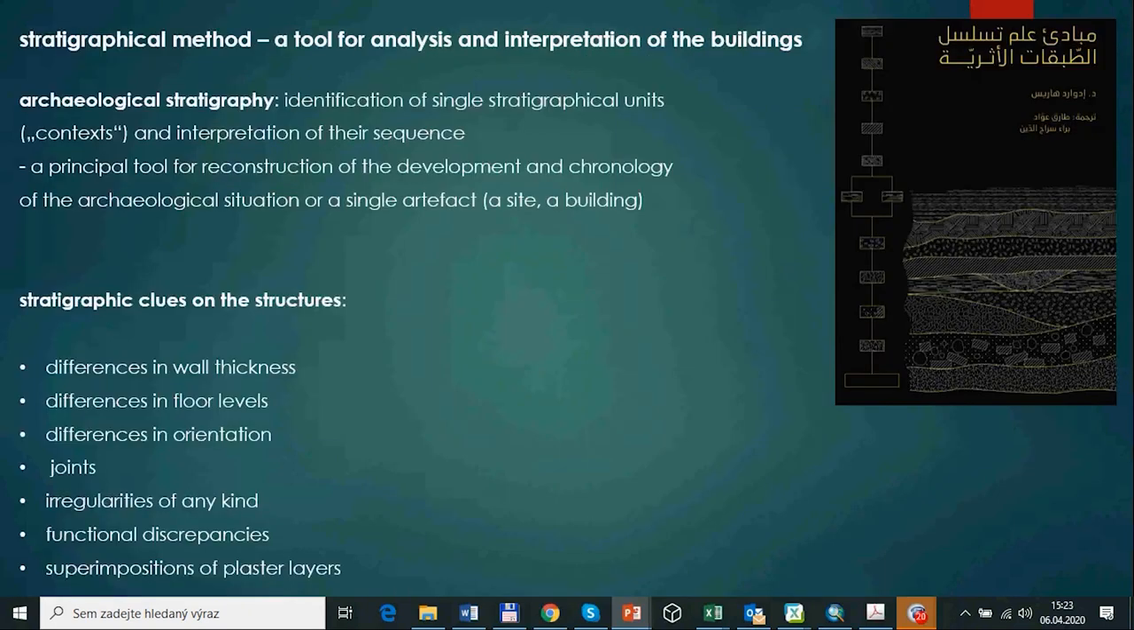Now we can talk about the purpose of this very accurate, very detailed documentation. We have to use this documentation for application of the stratigraphical method, which is a basic tool for analysis and interpretation of buildings. You probably know archaeological stratigraphy, which is a basic principle of archaeology at all. It means identification of stratigraphical units, so-called contexts, and interpretation of their sequence.